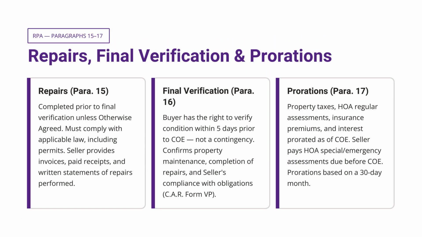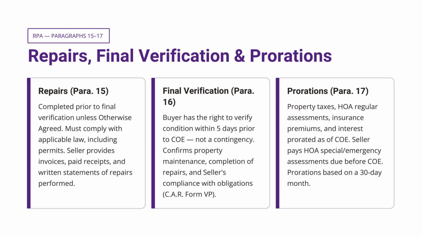Paragraph 15 specifies that any agreed-upon repairs must be completed before final verification, comply with applicable law, and include permits. The seller must provide invoices and receipts. Paragraph 16 allows the buyer to conduct a final verification within 5 days of the close of escrow to confirm property condition.